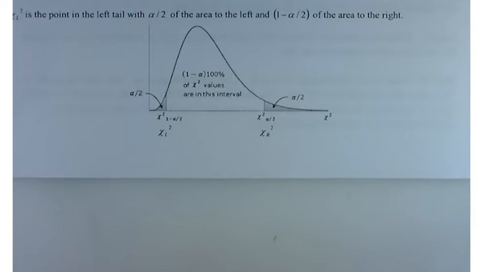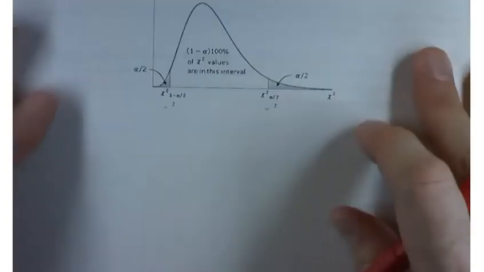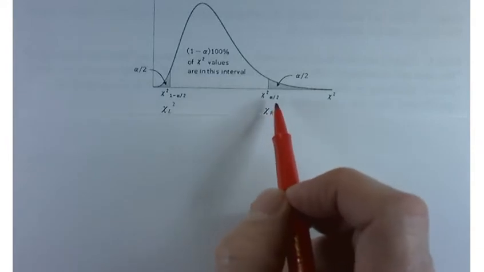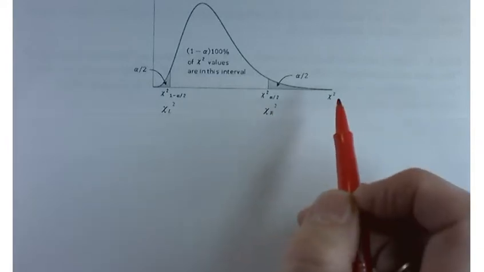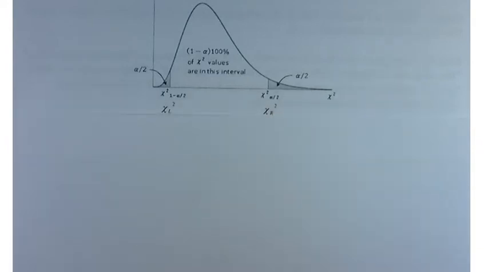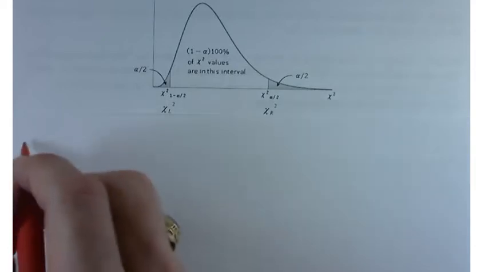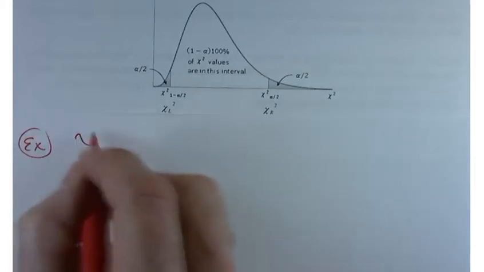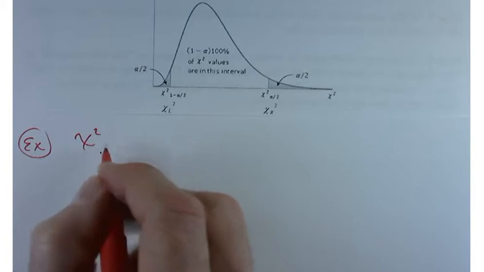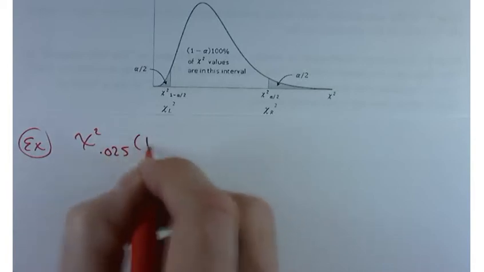So let's see, for our first one, let's try and find the value of the chi-square distribution with, say, 2.5% of the area in the right tail for 11 degrees of freedom. So, for example, chi-square sub 0.025 with 11 degrees of freedom.